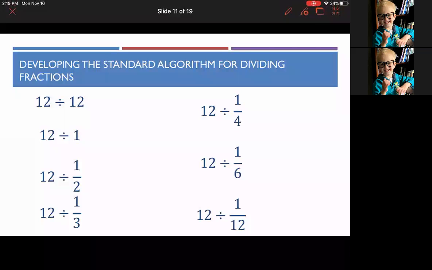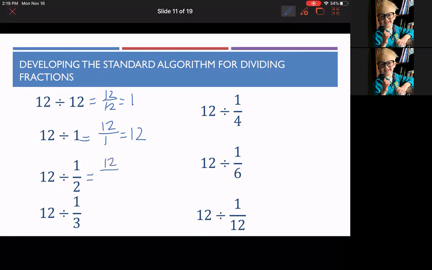So I want us to see, while we want to develop the procedures with the tools, so you can see conceptually what's happening. You can also do it with the numbers and look at some patterns. 12 divided by 12 is 1, and 12 divided by 1 is 12. So let's keep going with this and see if we can notice any patterns.